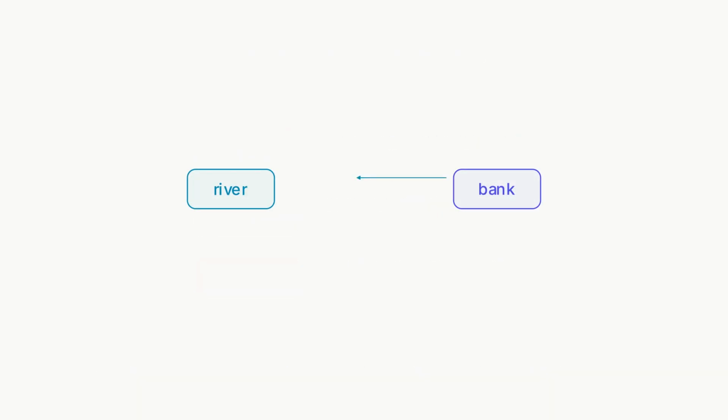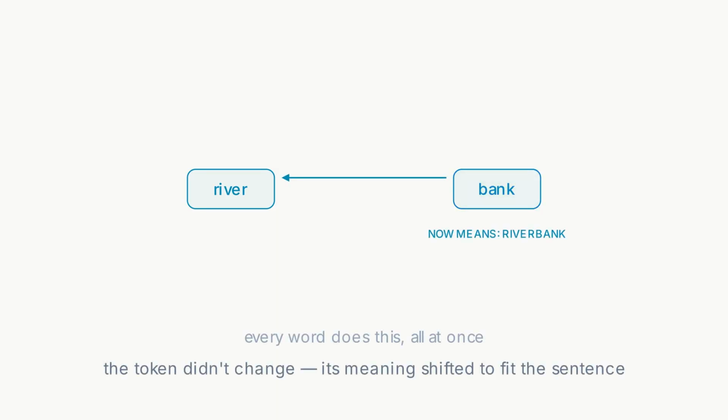And crucially, the word then updates itself, blending in meaning from whatever it paid attention to. Our word bank reaches out, notices river is highly relevant, pulls in that context and becomes riverbank in meaning. The token didn't change. But its representation, its point in space, just shifted to fit the sentence. And every word does this all at once in parallel.